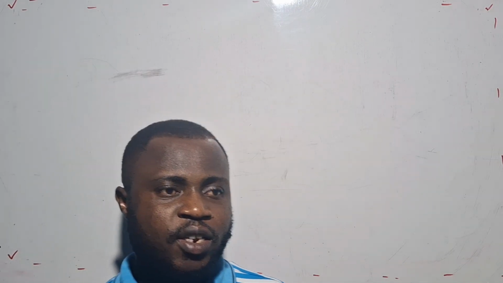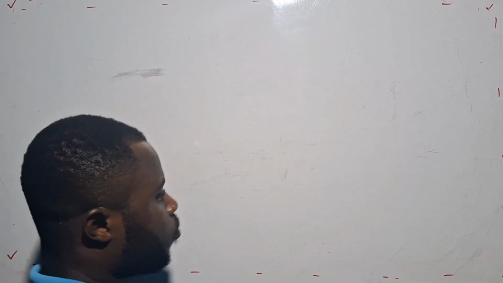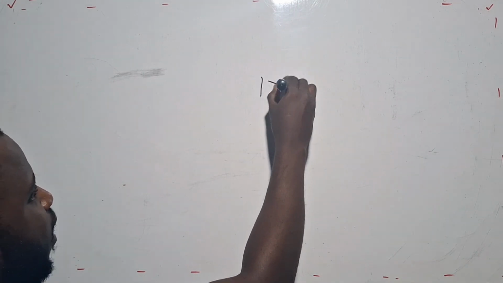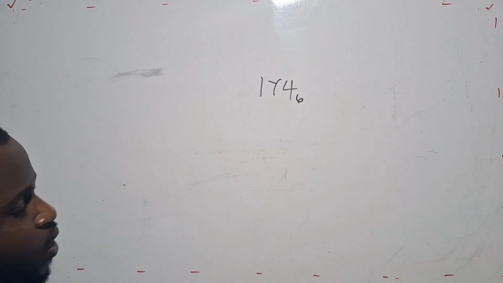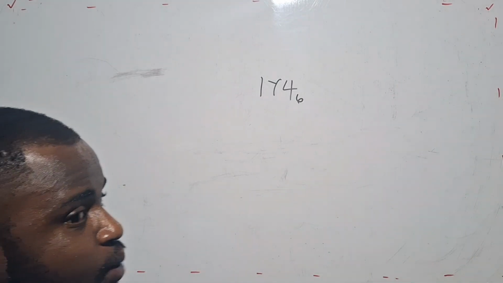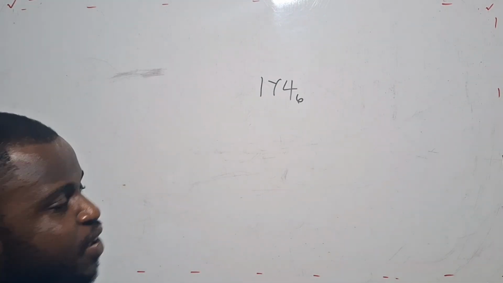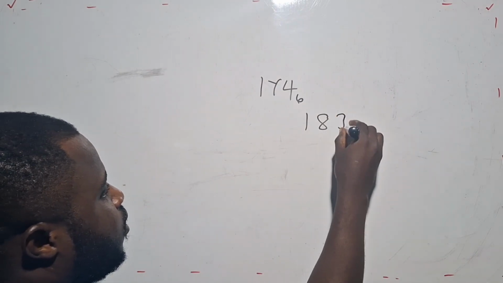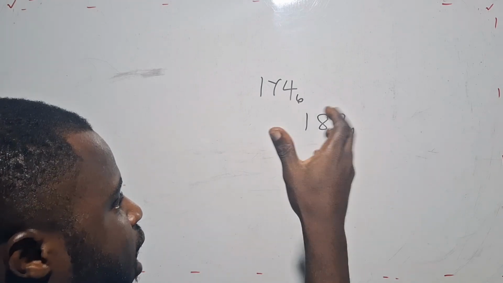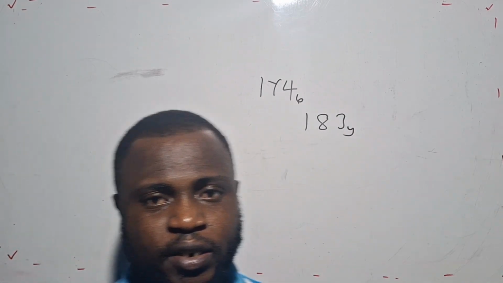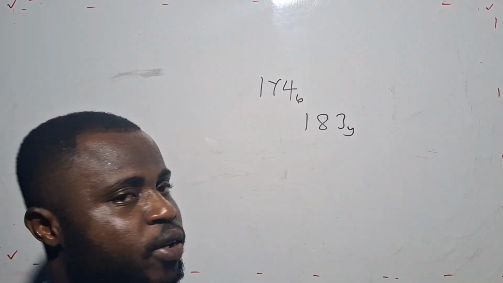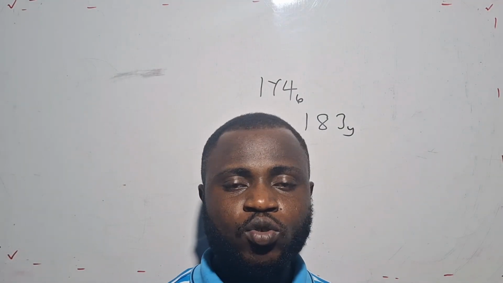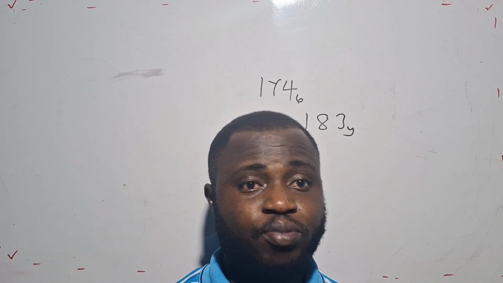This is where you see a letter inside the question, in a form of maybe 1, y, 4 base 6, and you are asked to find y, or sometimes you see a question having the base as a letter, maybe 1, 8, 3 base y, and you'll be asked to find the missing base or the missing letter. So this is what we are going to do.